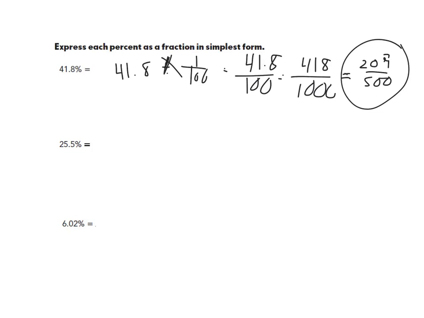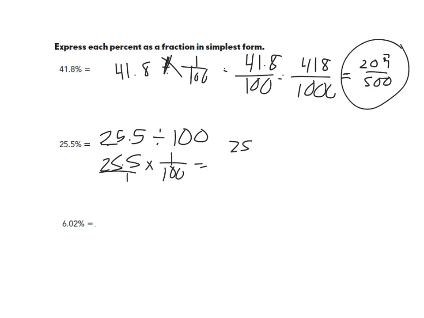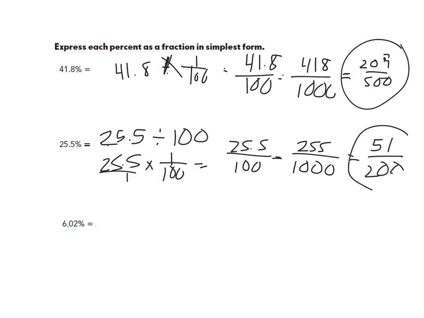For this one, 25.5%, if I take 25.5 and divide it by 100, that's the same as 25.5 times 1 over 100. That gives me 25.5 over 100. I can multiply the top and bottom by 10 to get rid of that decimal. I can divide them by 5. And I think we're about done. Try this one. See if you can turn that percent into not a percent anymore. Just a fraction in simplest form.